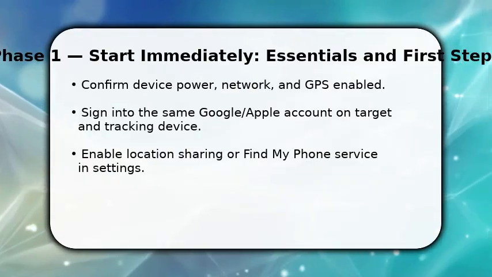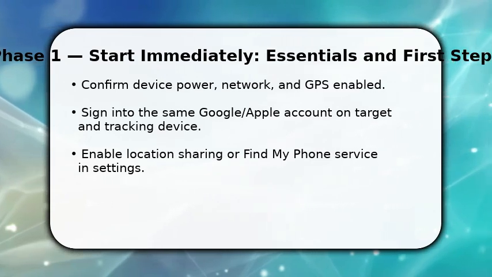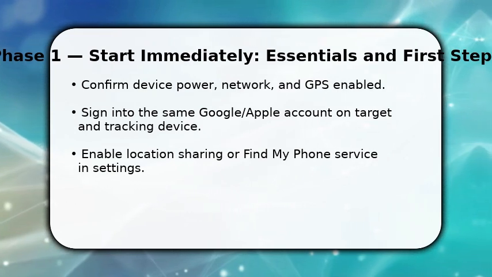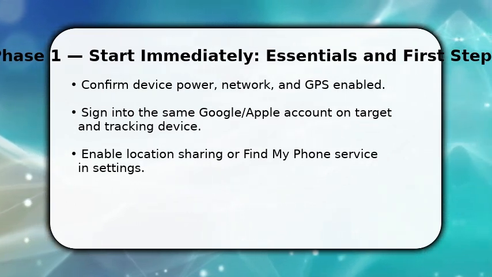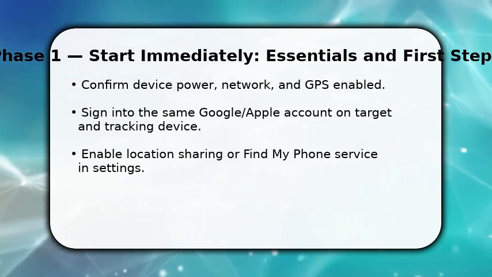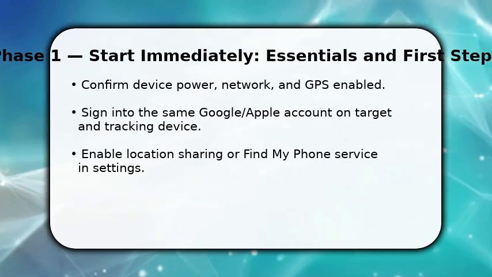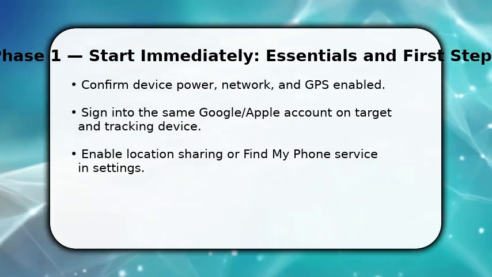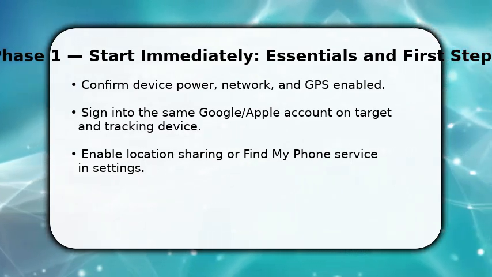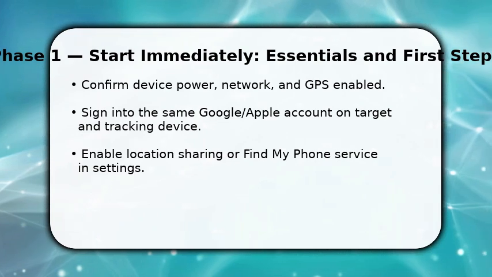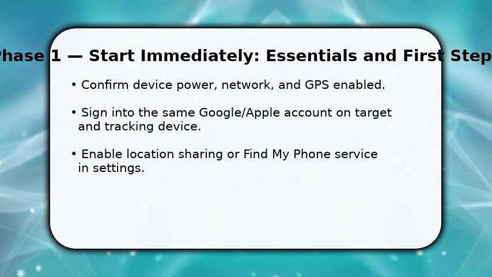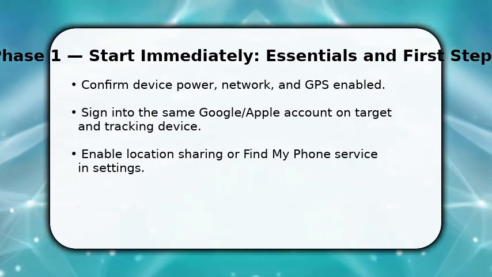You begin by confirming essentials. Make sure the target phone has power, cellular or Wi-Fi, and location services on. Next, sign into the same Google or Apple account if you control both devices, because that account links location data across devices. Once done, open Settings and enable Location Sharing or Find My Phone. This authorizes continuous reporting. These steps let you request the device's coordinates without account linkage and permissions. Real-time tracking won't work, so double-check each toggle before moving on.